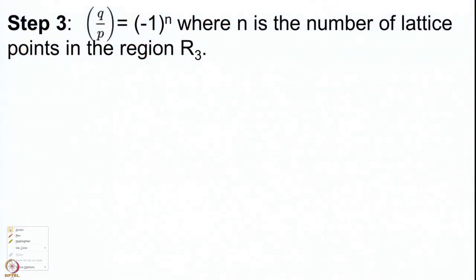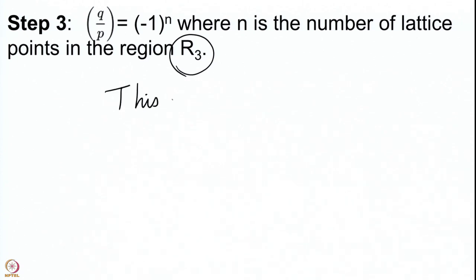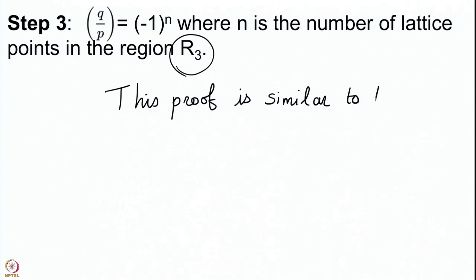There is a similar step that we will have to do to tell that q by p, the other part of the reciprocity now. You are taking the Legendre symbol of q with respect to p. This is given by minus 1 power n, where n is the number of lattice points in the region R3, and this proof is similar to the earlier proof. So, I am not going to do it.